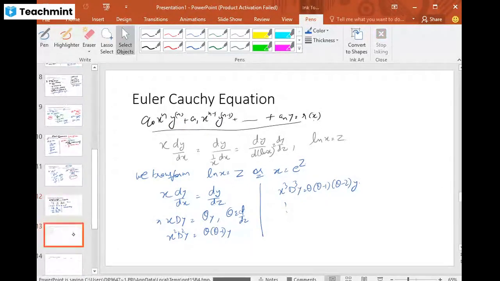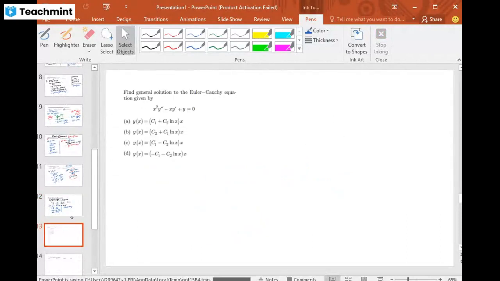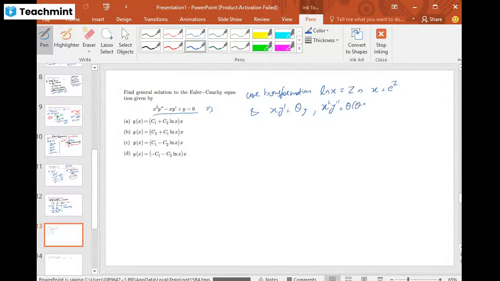Let us apply this concept to find the solution of some problems. Firstly, we are given a homogeneous differential equation. We need to see what the general solution is in this case. To convert this equation into constant coefficient, we use the transformation log of x equal to z, or x equal to e power z, and we replace x y dash with theta y, and x square y double dash with theta into theta minus 1 into y.